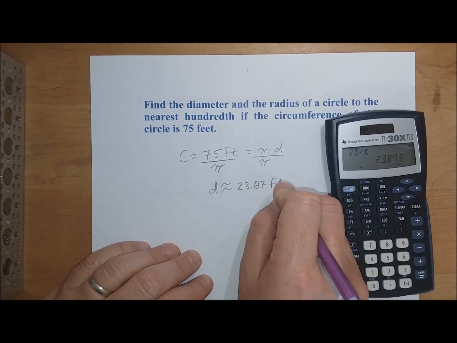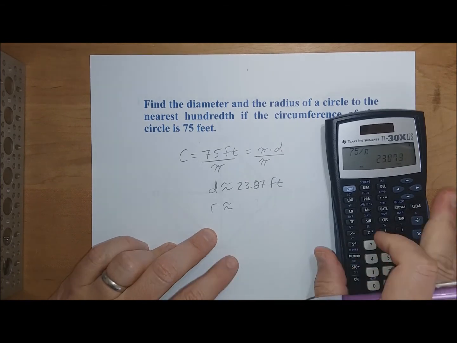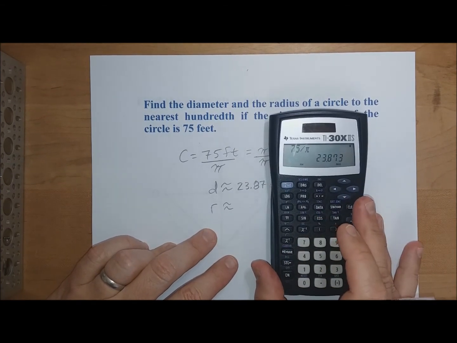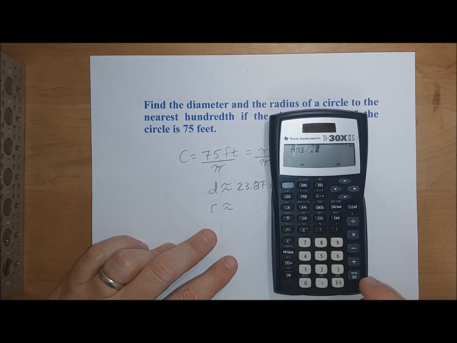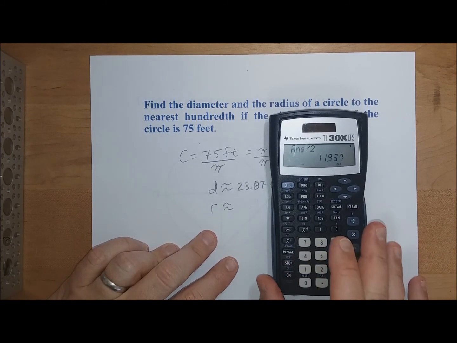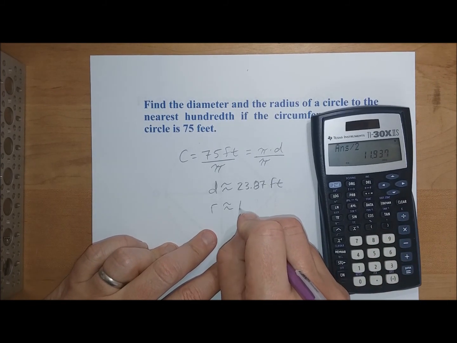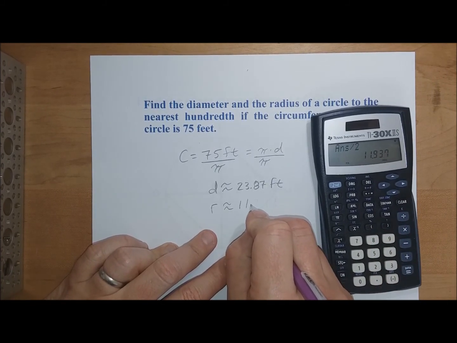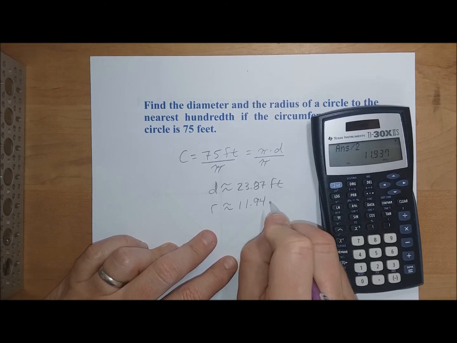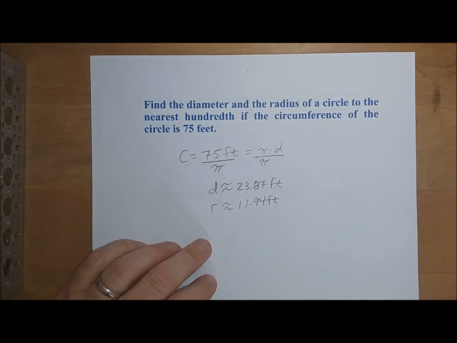23.87 feet. And that means my radius, while I've still got that in my calculator, I'm just going to go ahead and divide that by 2 to get the radius, because the radius is half the diameter. And I get that my radius is going to be approximately 11.94 feet if I'm rounding them both to the nearest hundredth. Good.